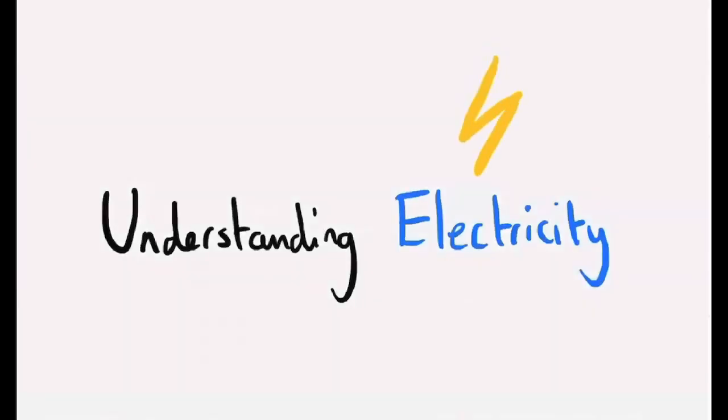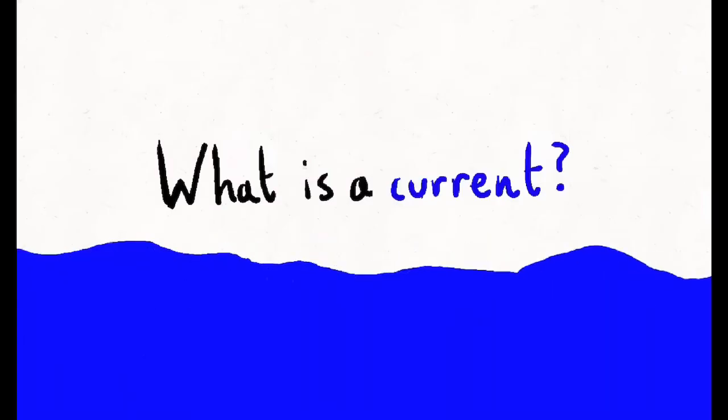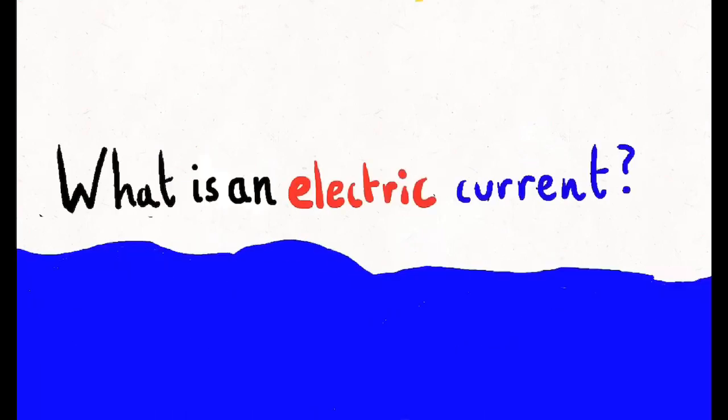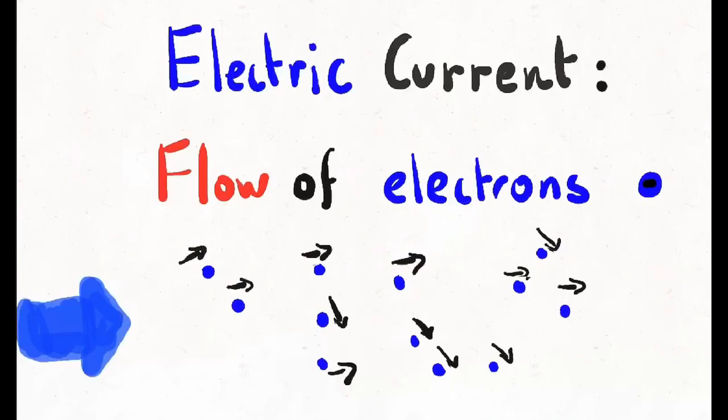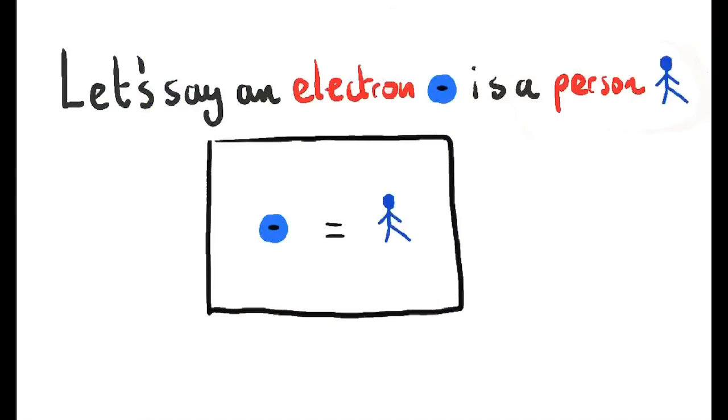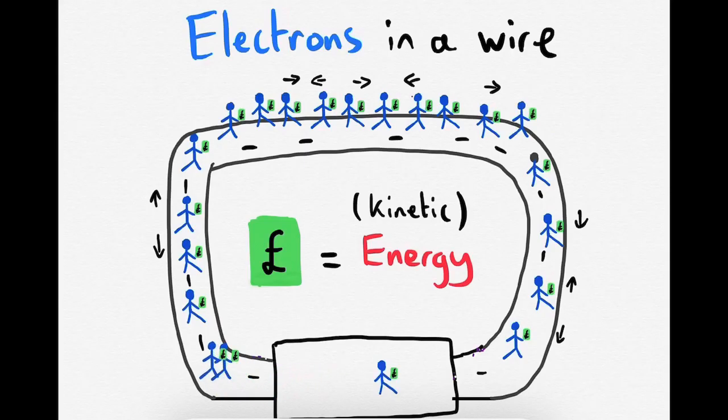Understanding electricity. What is a current? Whenever particles flow, we call it a current. The same applies for an electric current, except the particles are called electrons. So let's imagine an electron is a person, and this person is walking along a road, just like an electron would move through a wire.